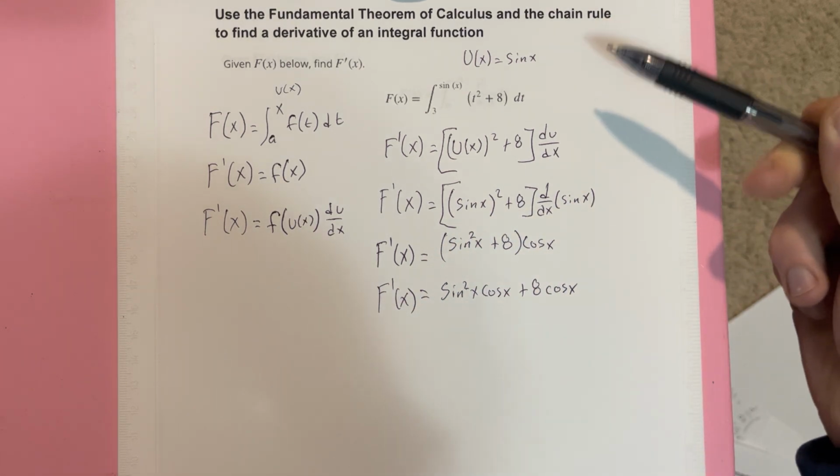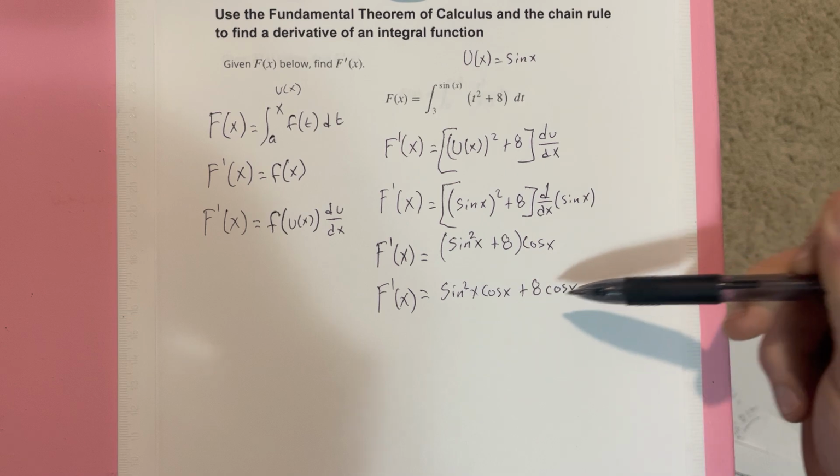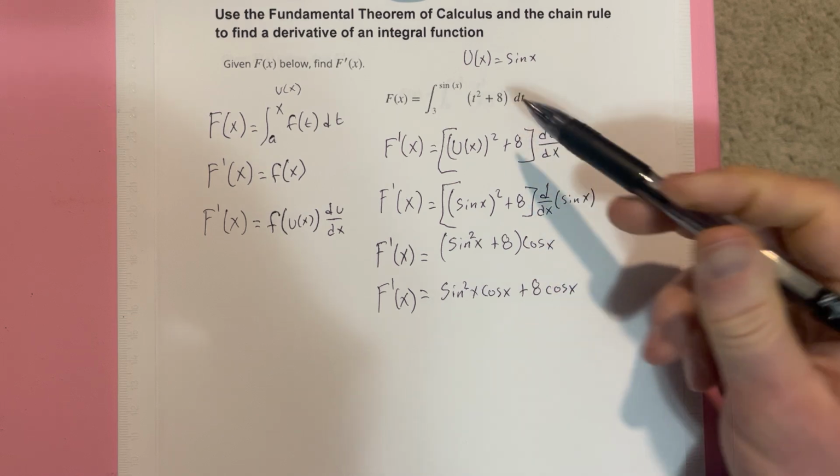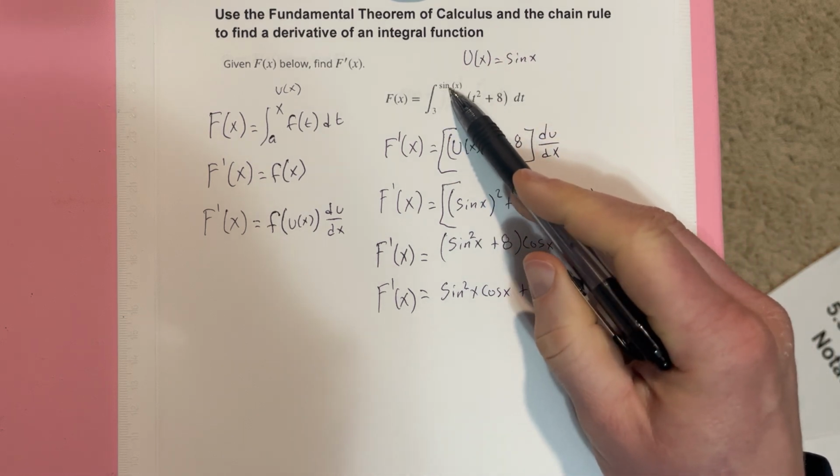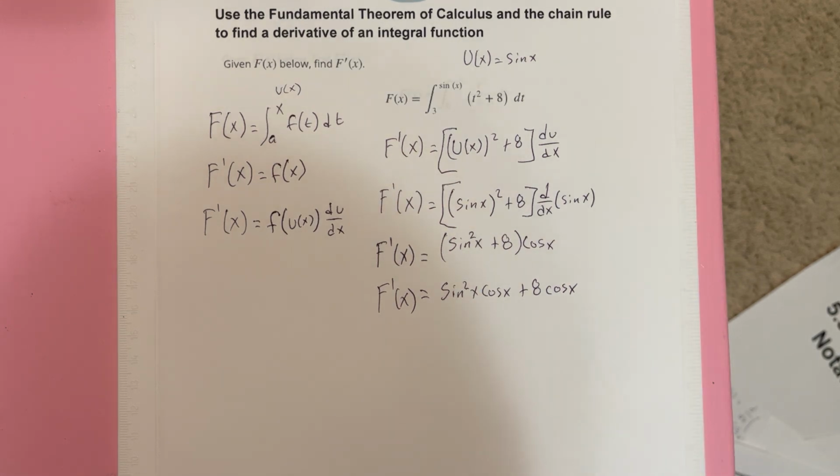And so you can see we had to use a little bit of the chain rule there to finish this problem out, because now we don't have x here for our upper bound, we have sine x, which is going to cause us to use that.